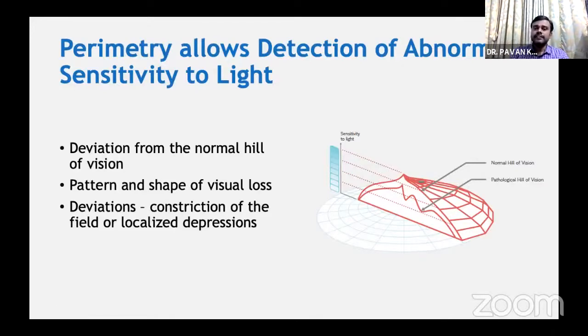Perimetry allows the detection of abnormal sensitivity to light. This deviation from the normal hill of vision can be easily assessed using a perimeter. The pattern and shape of vision loss can be made out. The deviations can be in the form of constriction of the field, or it can be localized depressions.